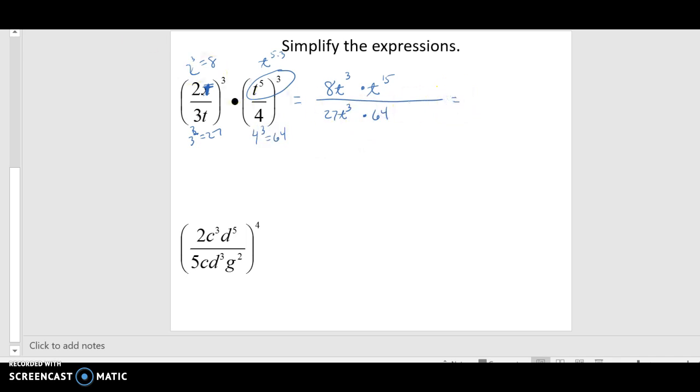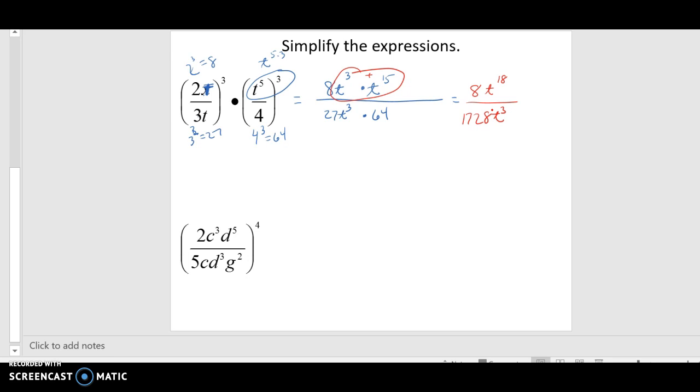So now, once I have the parentheses gone, now I can multiply across the top. This is going to give me 8. Then when I multiply these same bases, what do I do with the exponents? I add them. You get t to the 18th over, now 27 times 64 gives me 1728. And then t to the third.